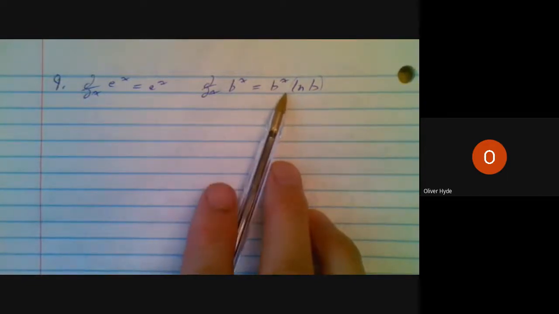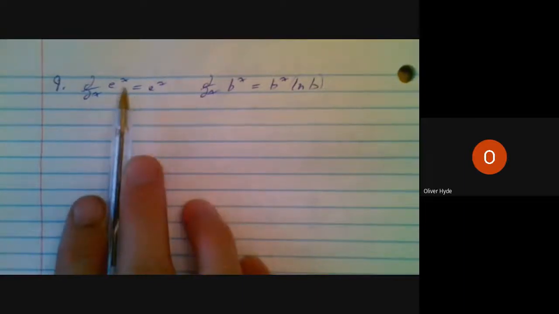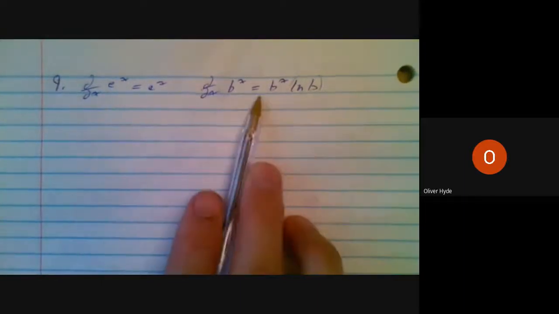This is why I was concerned when students were using this rule to differentiate a natural base, because we used this fact to prove this rule. You were putting the cart before the horse, as they say. You were mixing up the order of things.